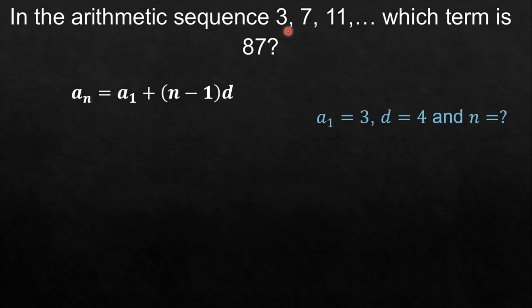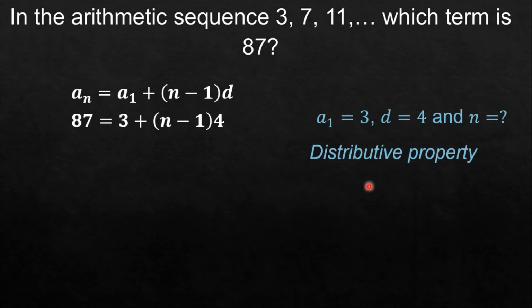So, the first term is 3. The common difference is 4. Okay, 3 plus 4, 7. 7 plus 4, 11. And n is missing kasi hinahanap natin yung position ni 87, pang ilan sa 87 sa sequence. Then, plug in ang mga values na ito sa ating general term. So, we have 87 equals, first term is 3 plus, ang n natin as is kasi siya yung hahanapin natin, minus 1 times the common difference 4.